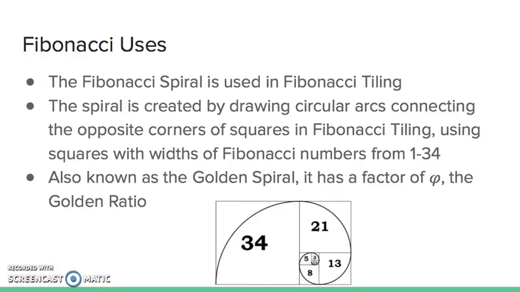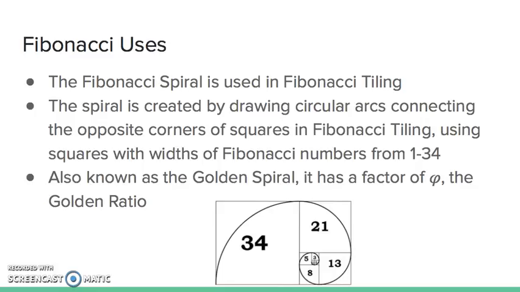The Fibonacci uses, it's not just a useless sequence, it has some points to it. The Fibonacci spiral is used in Fibonacci tiling, as seen below. The spiral is created by drawing circular arcs connecting the opposite corners of the squares in Fibonacci tiling, using the square widths of 1 to 34. The tiling can be as big as possible, but in the thing below it's just 1 to 34.